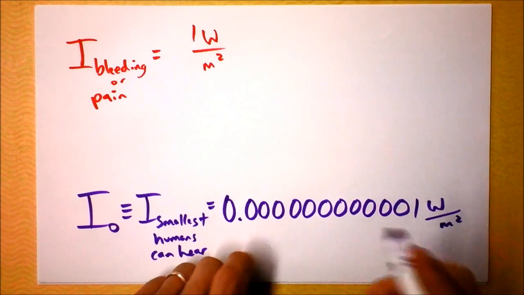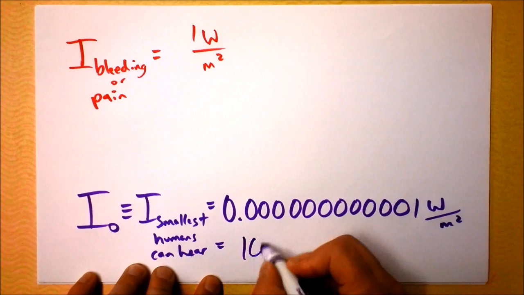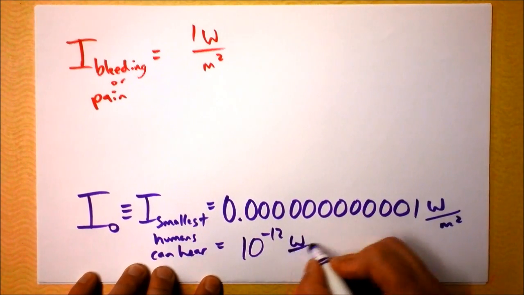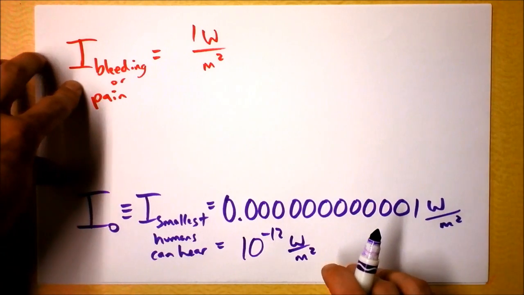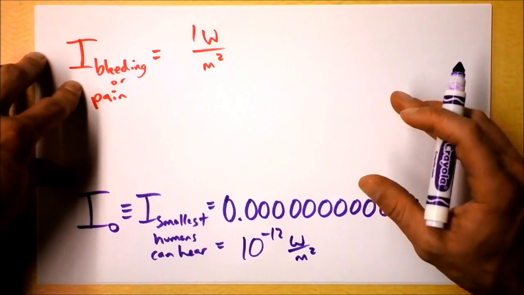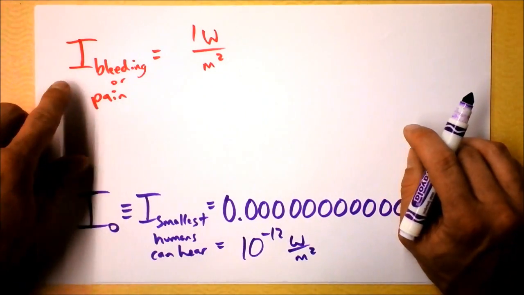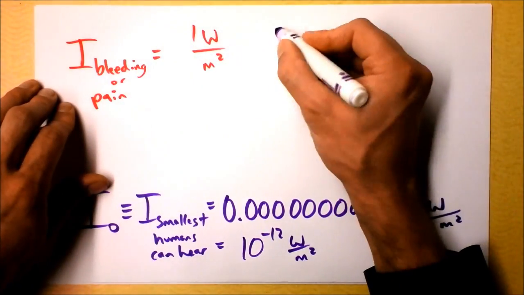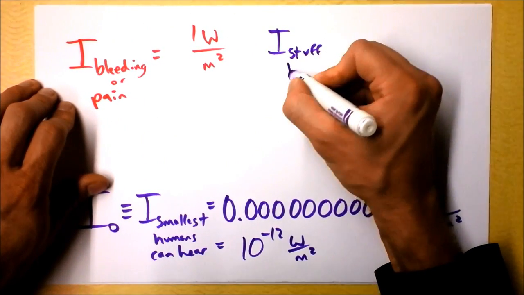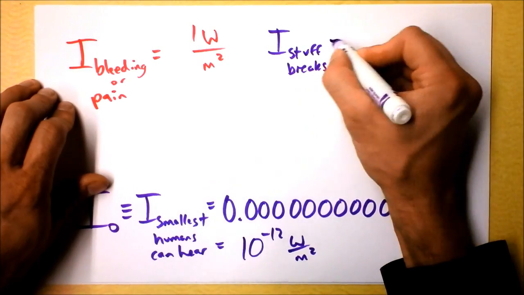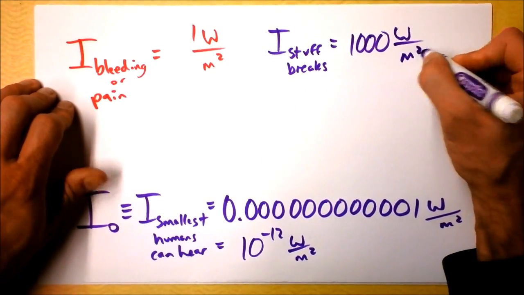So it makes sense to try to abbreviate this, right? This is 10 to the negative 12th watts per square meter. And you can actually hear much more than your pain limit. You could be next to a rocket, right? At some point your eardrum is going to rupture, and that will be a lot more bleeding. But stuff breaks inside your ear at about 1,000 watts per square meter.